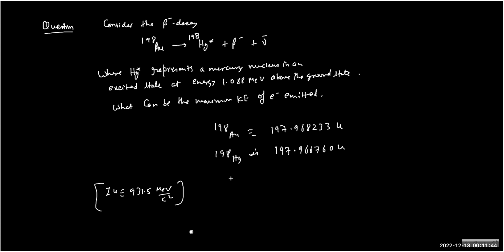Sir, for mercury, what is the mass after 0.96? 197.96, okay, it's 968. Sorry, 96 just now. 966. My bad. 966. Just get the Q value there. After that, it's a one line question.